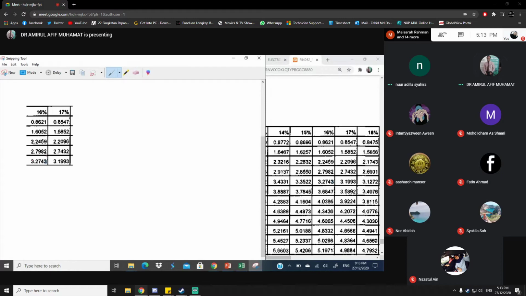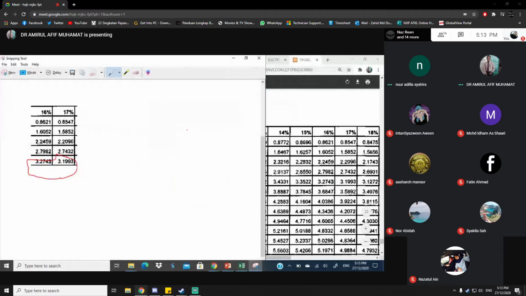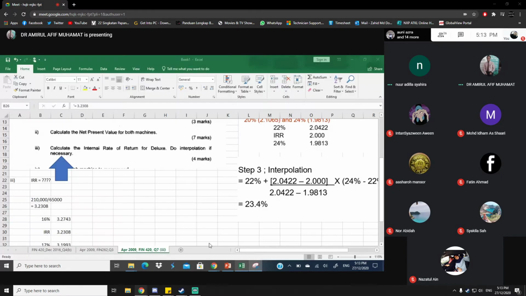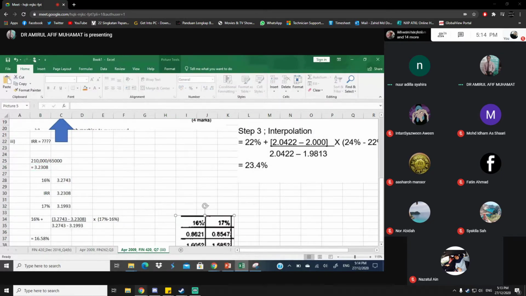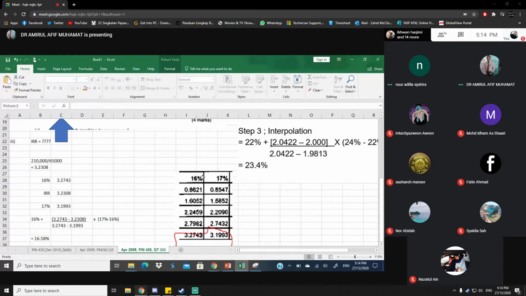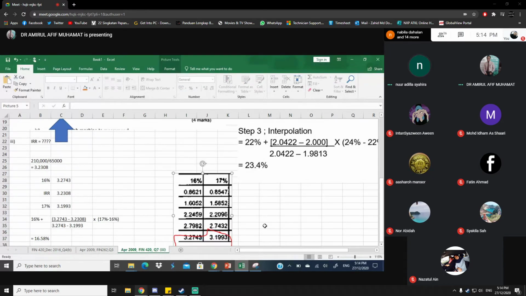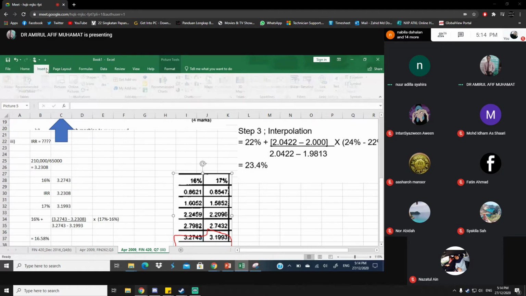Nampak tak? So dia dekat sini. Okay. Boleh nampak? Clear? Oh, okay, nampak. Dia dekat sini. Okay? Itu. Okay lah, copy. Letak dekat sini. Finally.